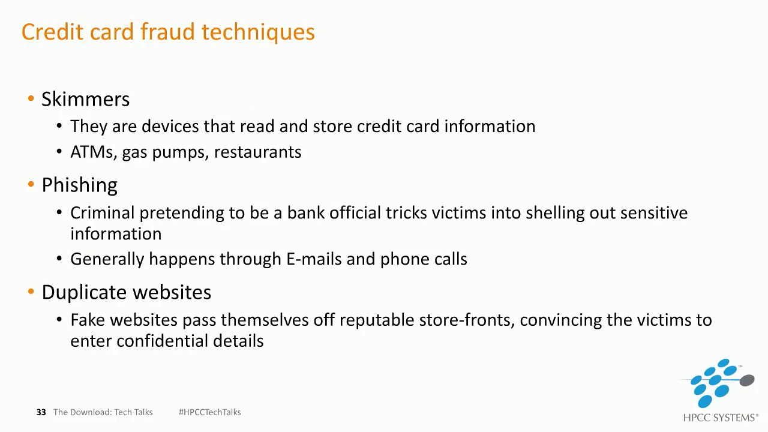I'm pretty sure all of you know what techniques fraudsters use to get such illegal information, but just to give you a brief overview: they use skimmers, which are devices that read and store the credit card information when you make a transaction, reading the data on the magnetic stripe on the back of your credit card. There's also phishing, where criminals pretend to be bank officials and convince you to shell out certain information to them. You also have duplicate websites which pass off as authentic bank websites, so you'll naturally be inclined to give out your passwords and PIN numbers to them.